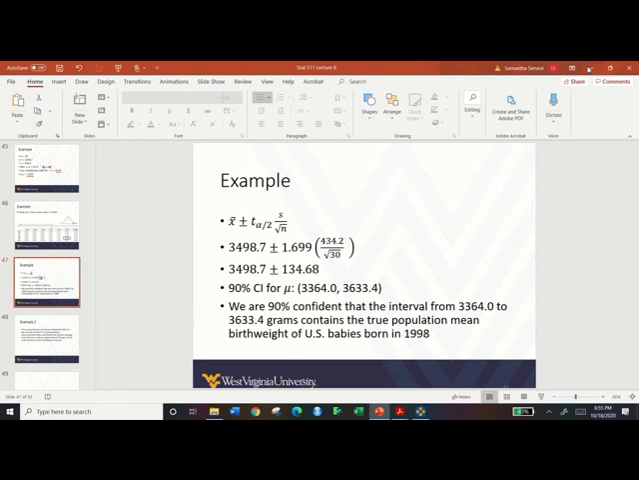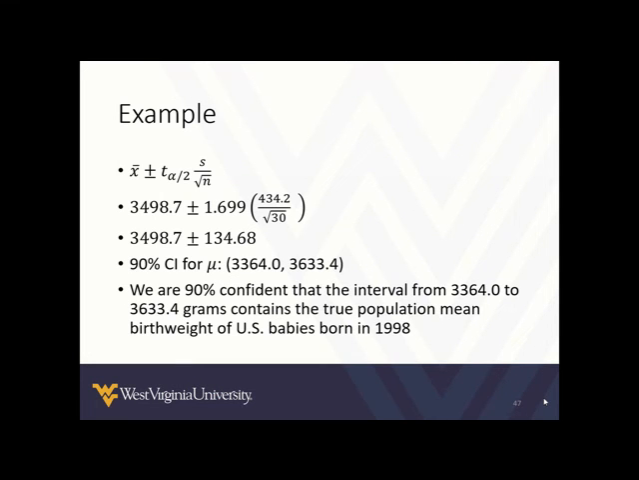So therefore, we can now just plug into our equation. Our sample mean would be 3,498.7 plus or minus 1.699 multiplied by 434.2 divided by the square root of 30. So our confidence interval would go from 3,364.0 to 3,633.4.